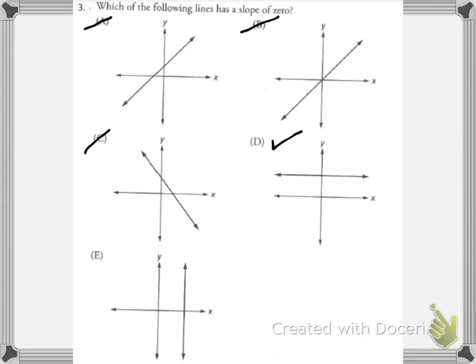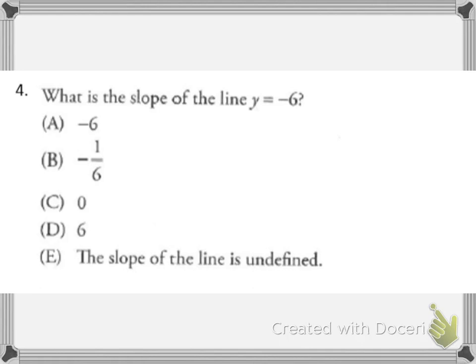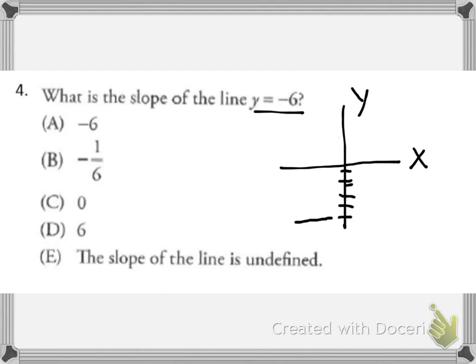Moving on to question 4. What is the slope of a line y equals -6? Well, if we have an xy coordinate plane, we're crossing through our y-axis at -6. So 1, 2, 3, 4, 5, 6. We're crossing straight through my y-axis at -6. So, just like the one before, when it's going straight across from left to right, it means it has a slope of 0.